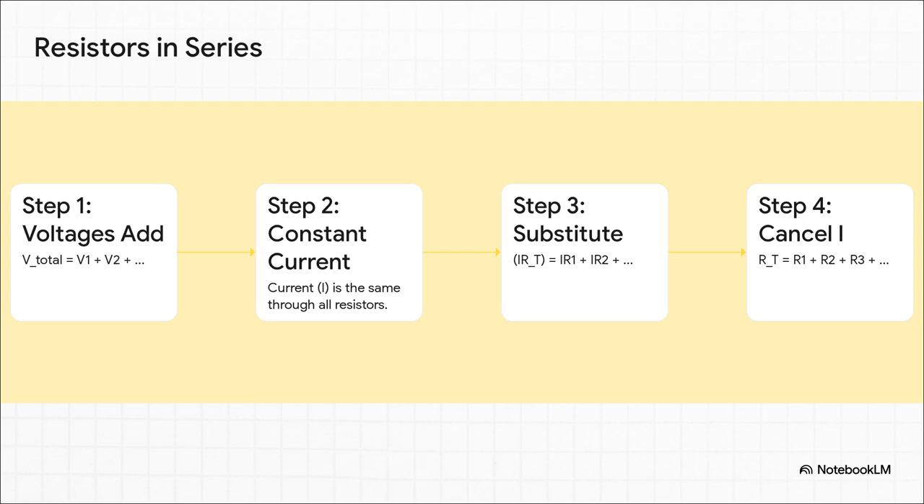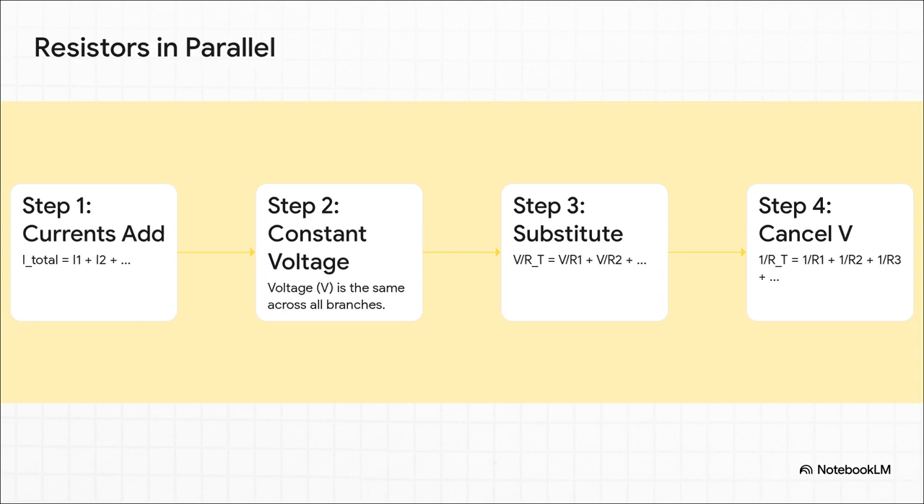The total resistance is just R1 plus R2 plus R3 and so on. See, it's a perfect demo of how the laws work together. Okay, for parallel, we just flip our thinking. We start with Kirchhoff's first law. The total current splits, so it's the sum of the currents in each branch, step one.